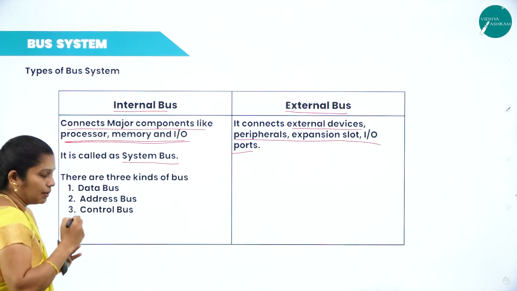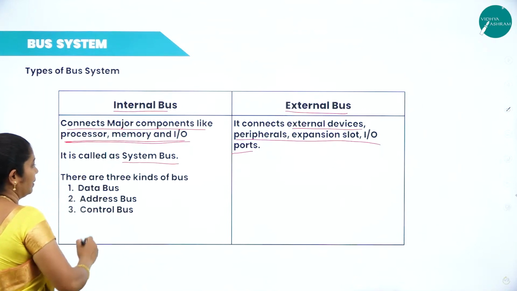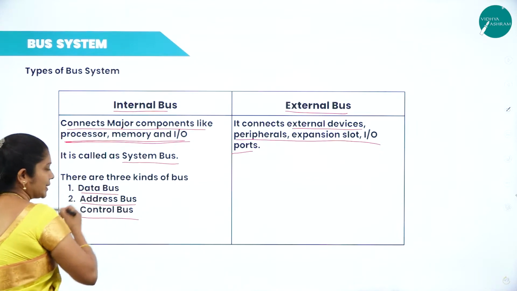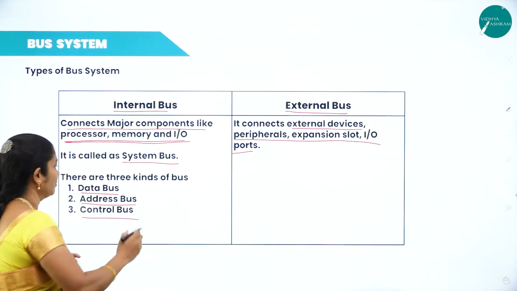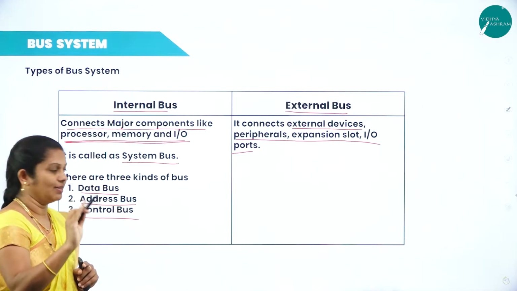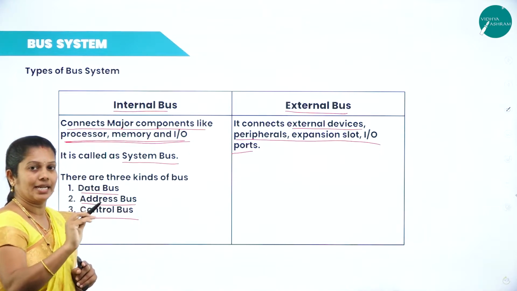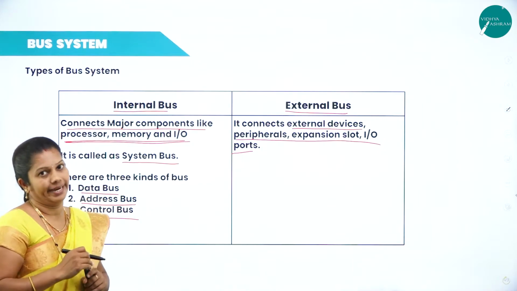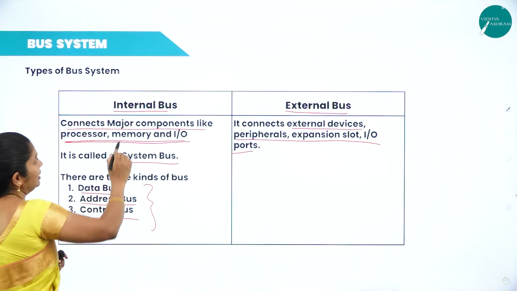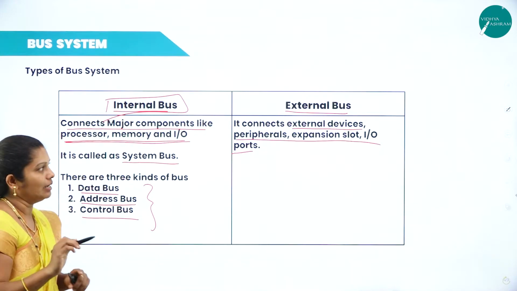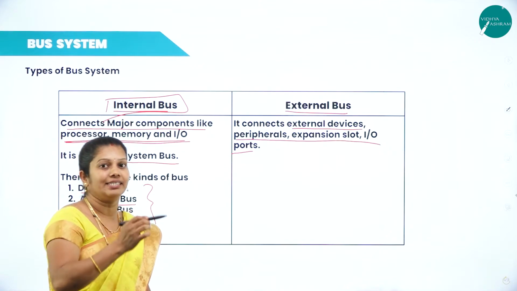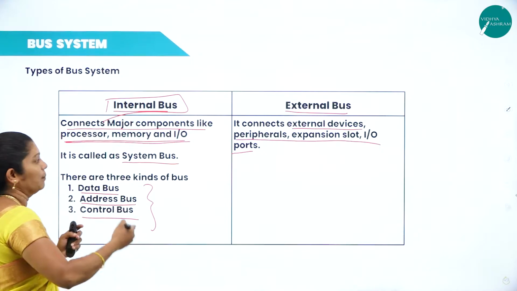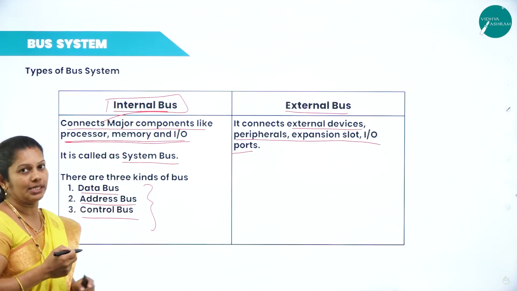Under internal bus we have three types: data bus, address bus as well as control bus. Data bus helps to transfer the data, address bus helps to transfer the address of where exactly in the memory the data is present, and control bus helps to control the data. These are the three types under internal bus. External bus helps to connect the external devices, whereas internal bus helps to connect the internal devices like processor, memory, input, output, all those things.